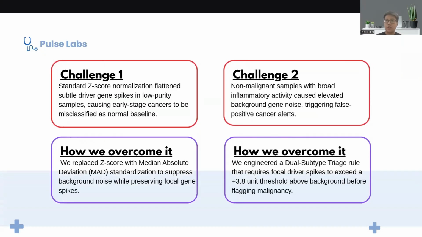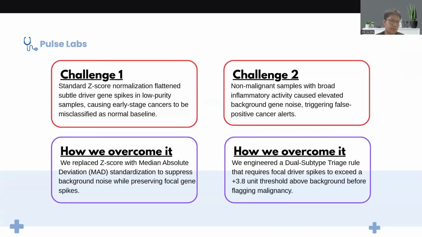So there are a few challenges that we faced in this project. First, standard Z-score normalization flattens subtle driver gene spikes, causing early-stage cancers to be classified as a normal baseline. The second challenge that we faced is that non-malignant samples with broad inflammatory activity cause elevated background gene noise, triggering false positives.